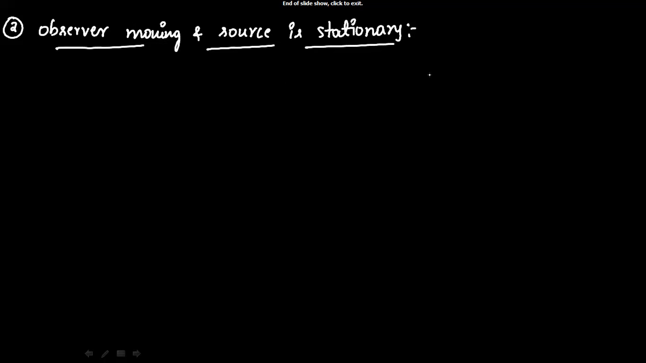Observer moving towards and the source is stationary. The observer moves, the source is stationary. So now we have to see what will be the condition, what is the formula and what will be the condition that we are going to get. Here also it is the same, the source and the observer.